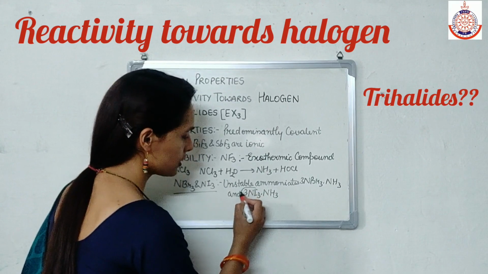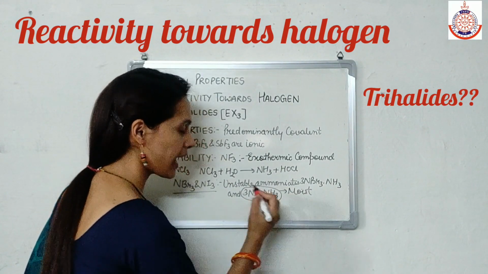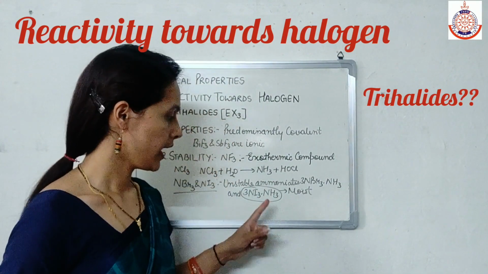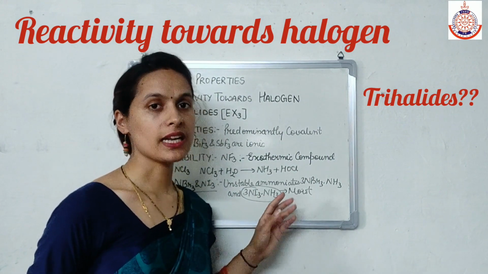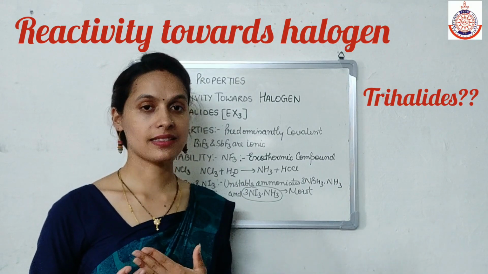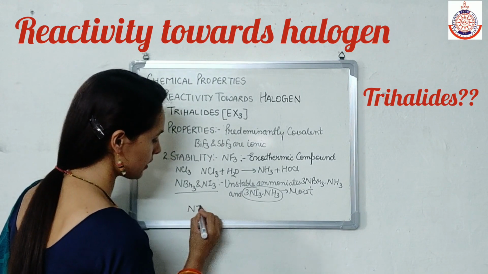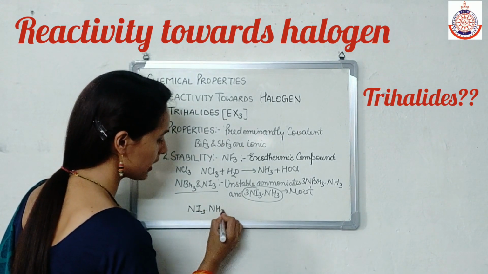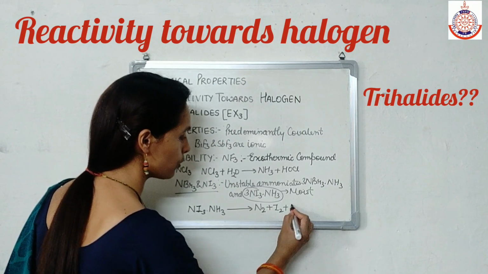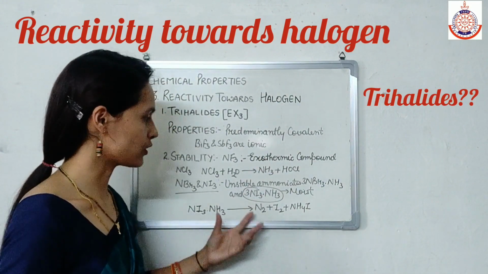The ammoniate of NI3 is stable in its moist state, but in the dry state it acts as a mild and harmless explosive, and when it is in the dry state, it undergoes decomposition to give N2 plus I2 plus NH4I.